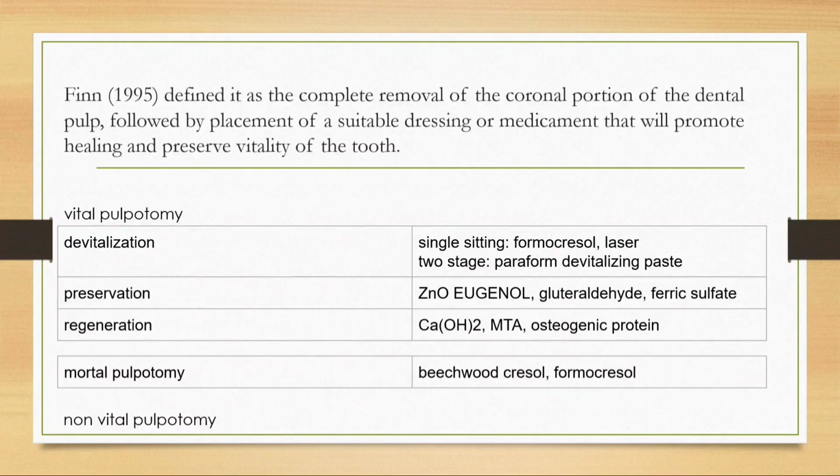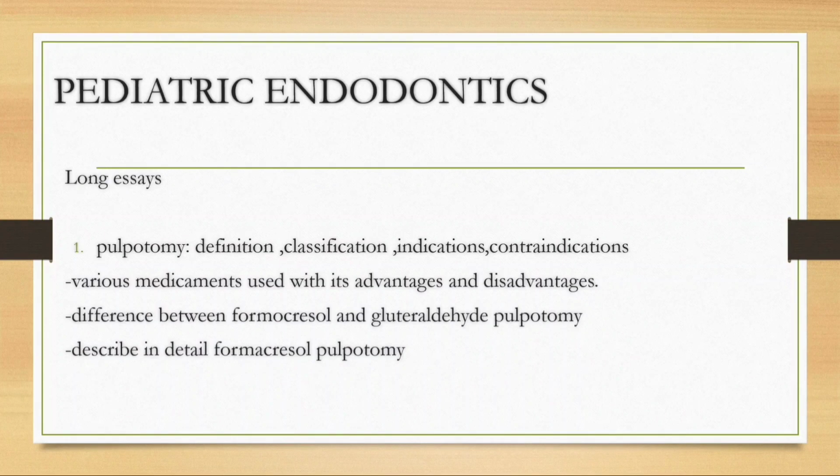Pulpotomy is removal of coronal pulp. Pulpectomy is removal of complete pulp. Apexogenesis is creating the apex by its own structures, its own pulp. Apexification, we are doing it on a non-vital tooth.